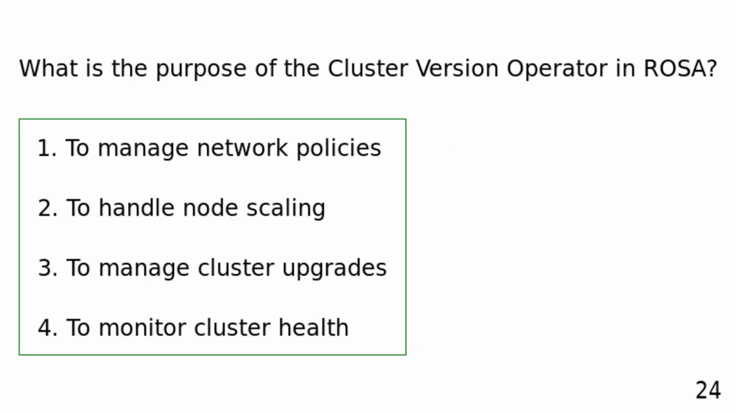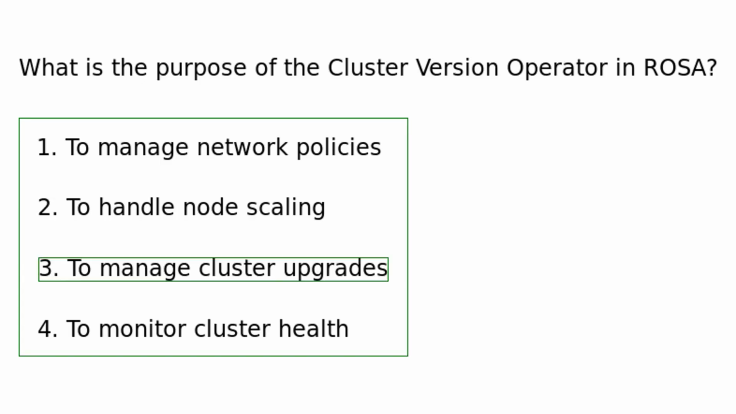What is the purpose of the cluster version operator in ROSA? To manage network policies. To handle node scaling. To manage cluster upgrades. To monitor cluster health. The cluster version operator in ROSA manages cluster upgrades, ensuring a smooth transition to newer OpenShift versions.